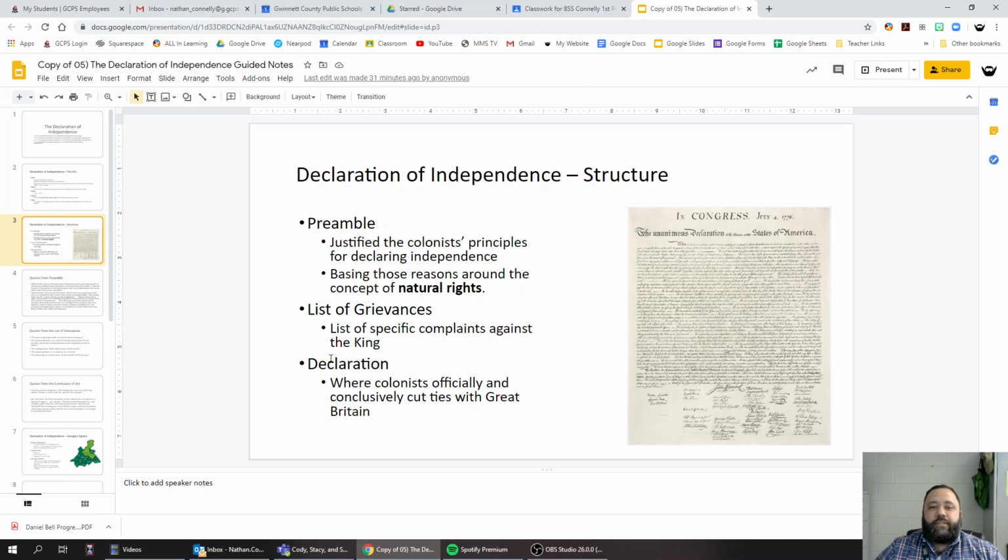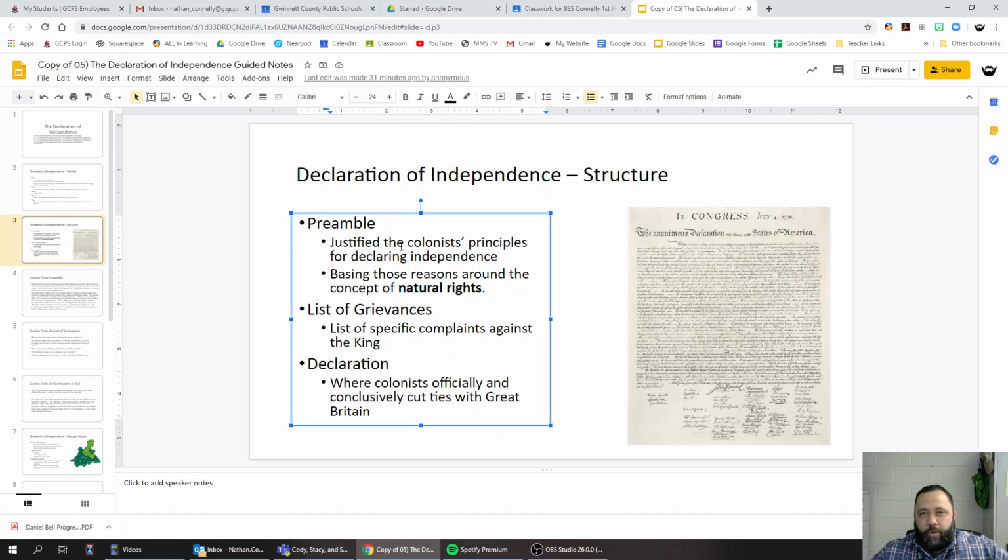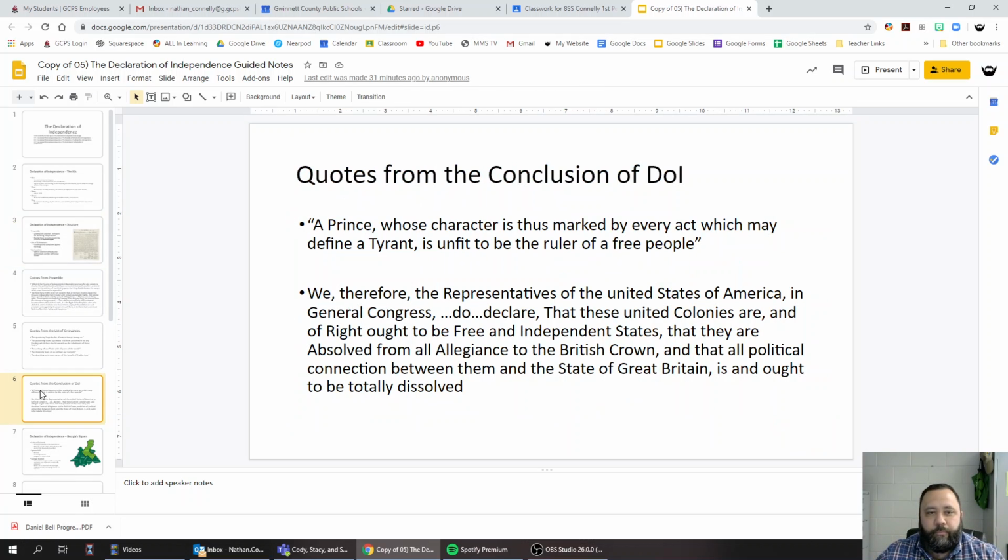And then last but not least is the confusingly named section called the Declaration. It's the part at the end where they're like, no, for real. We have these high-minded ideals that we talked about in the preamble. We have these specific reasons we don't like you in the list of grievances. Both of those combined mean that we're not getting back together. Okay? So let's look at that.